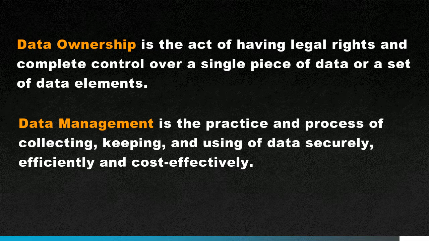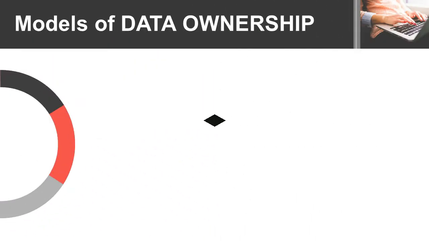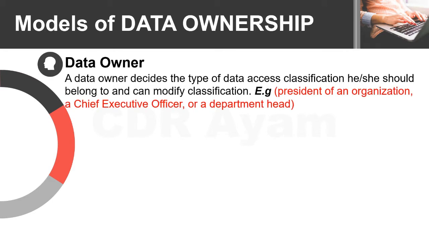With the differences between data ownership and management outlined, let us take a detailed look at the models of data ownership. There are three main models of data ownership. The first being a data owner, which includes a president of an organization, a chief executive officer, or a department head. People occupying these roles are liable for negligence if they fail to show due diligence with respect to enforcing data security policies and protecting sensitive data. It's important to note that a data owner decides the type of data access classification he or she belongs to and can modify his data access classification.